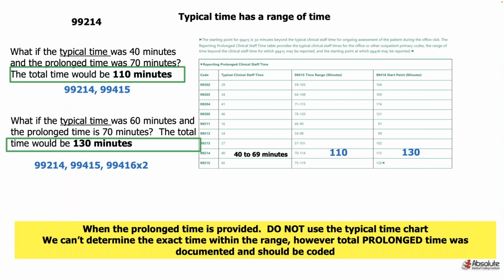Someone said, why is it 2? 99416 times 2. Why is it 2? Because the time, 115 minutes is the maximum time here. It stops at 115, and 115 minus 130 is 15. And remember, you can code 15 minutes up to 30 for that last unit. Okay. All right.